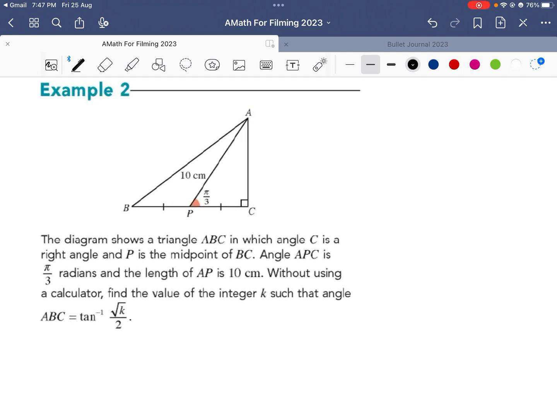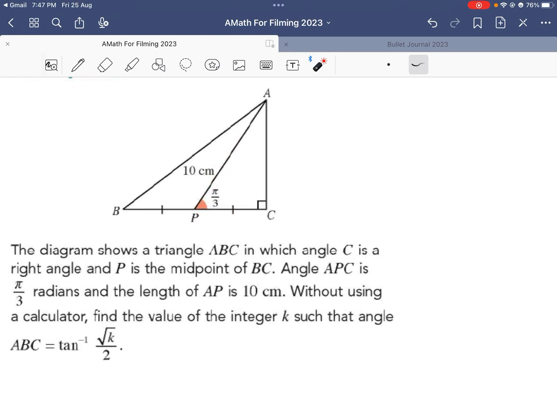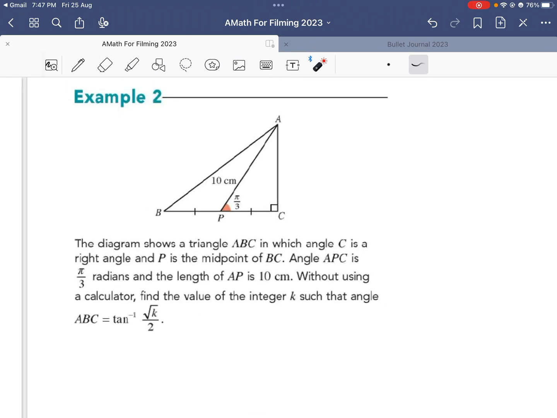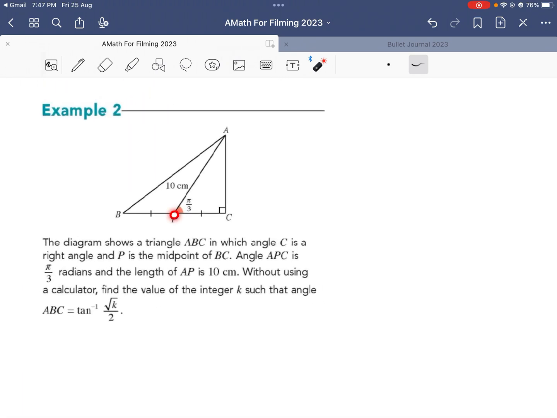Okay, example 2. Example 2 shows a diagram, triangle ABC, in which angle C is a right angle. Simple enough. Angle APC is pi over 3 radians. Pi over 3, now quickly, is how many degrees? It is 60 degrees. P is the midpoint of BC. And then what we have is the length of AP is 10 cm.